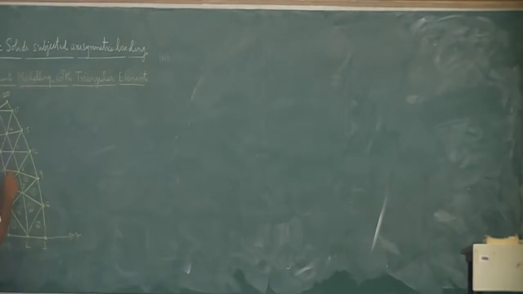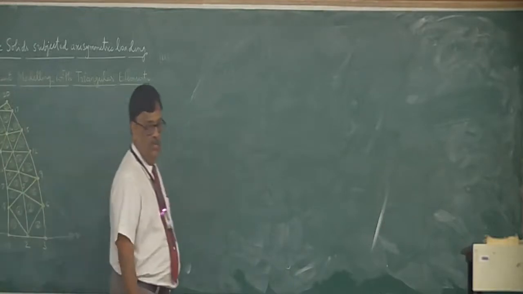Then 9, 10, 11, 12, then 13, 14, 15, 16, 17, 18, 19, 20, 21 and 22 elements. So totally there are 22 elements with 20 nodes.